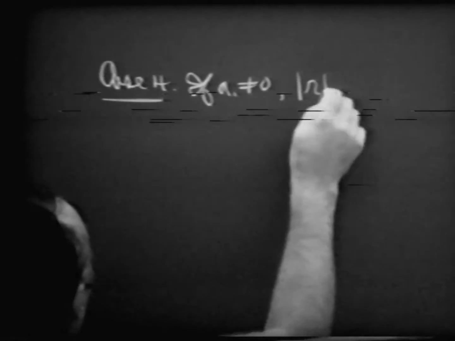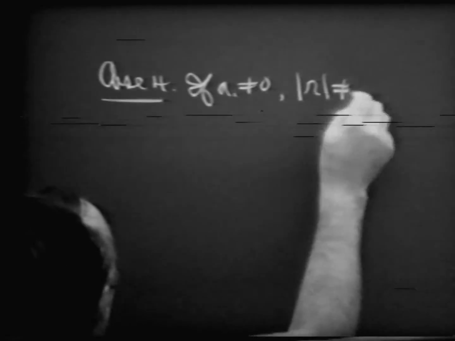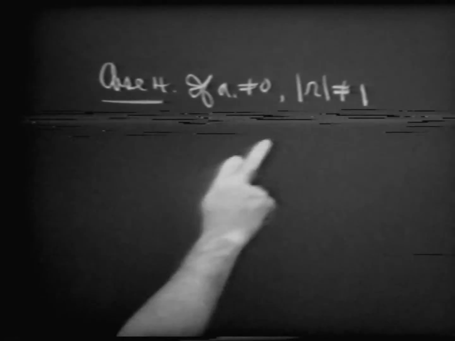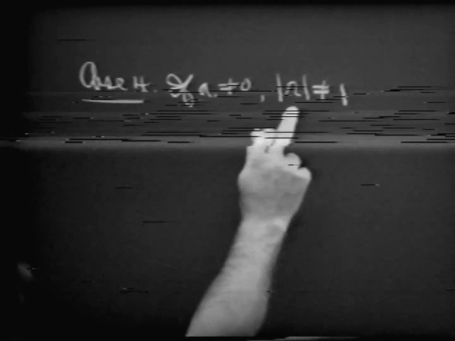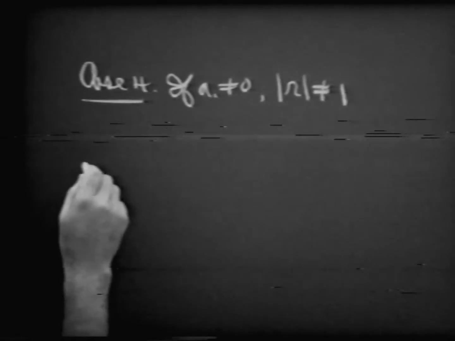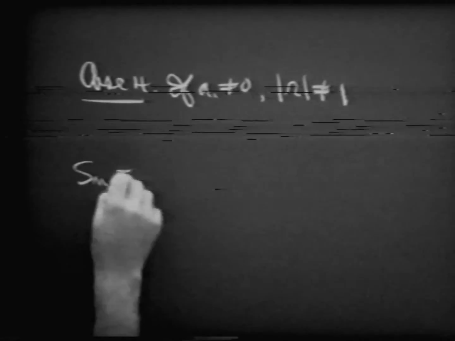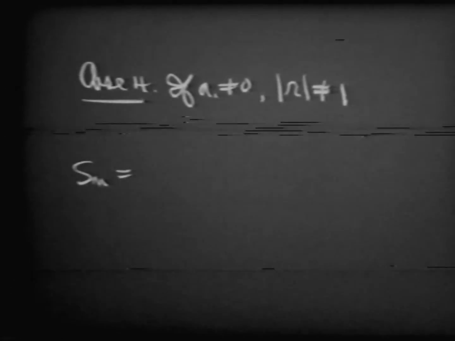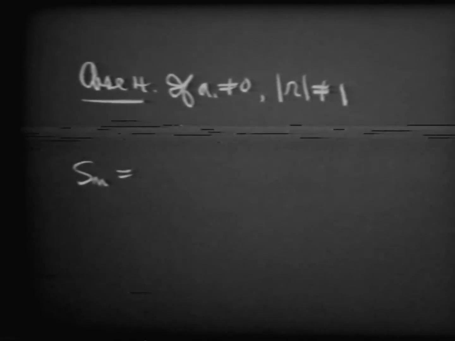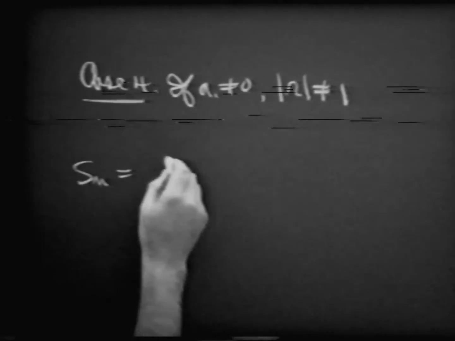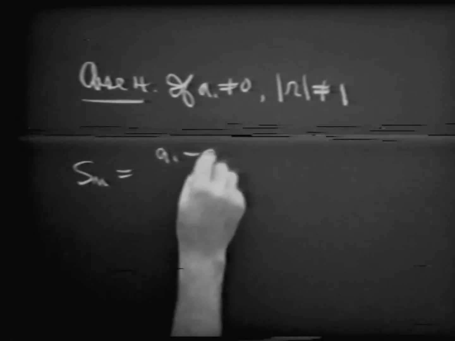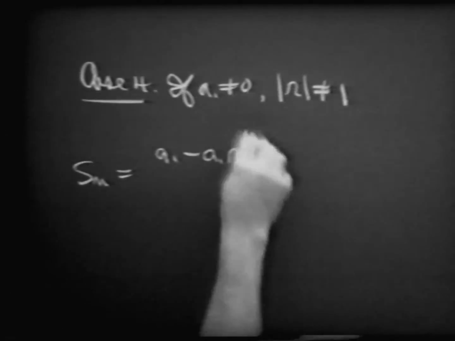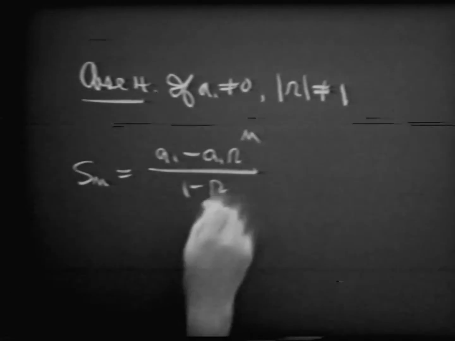And let me now take the absolute value of r not equal to 1, which indeed takes care of the two cases that we have just considered. When r is 1 and when r is negative 1 are now excluded from this situation. Okay? Well, when that is the case, if you remember our formula for s sub n, which we developed a few lessons ago, what was it equal to in terms of a sub 1? Again, we're repeating this formula. It is a sub 1 minus a sub 1 r to the n, all over 1 minus r.